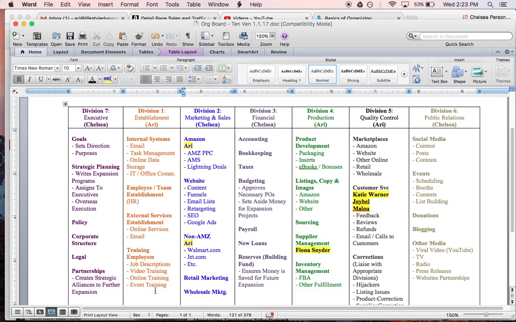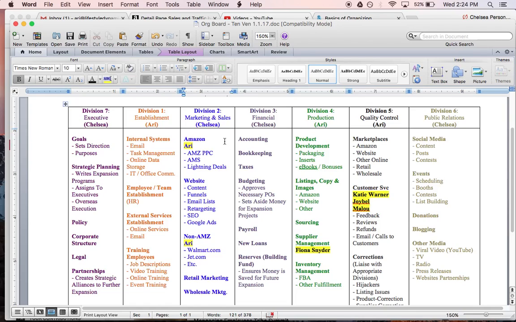So you don't hire an event training coordinator. You hire a Division 1 establishment officer or a director of establishment, right? That person is responsible for everything. And they better learn, by the way, that part of that is event training, or whatever it is. So you post from the top down, and they need to be responsible for everything under them.